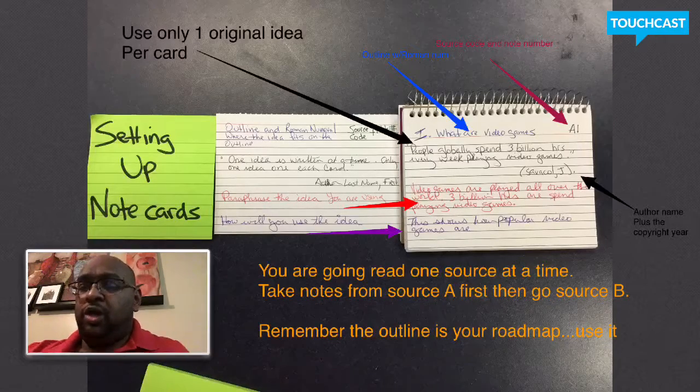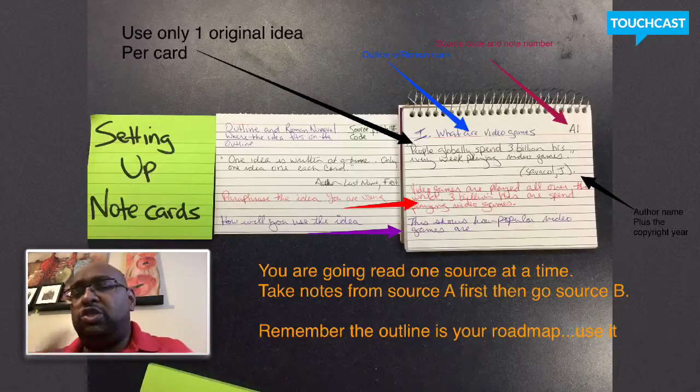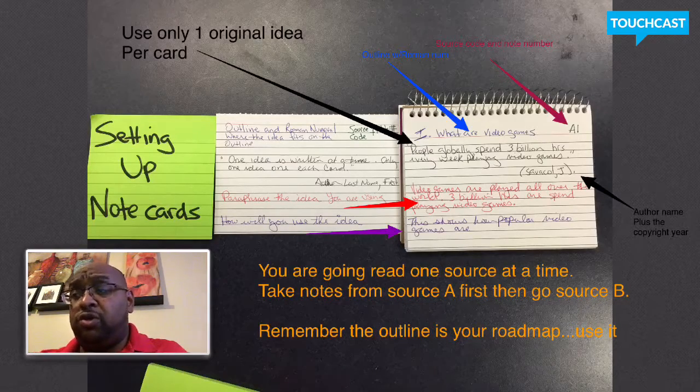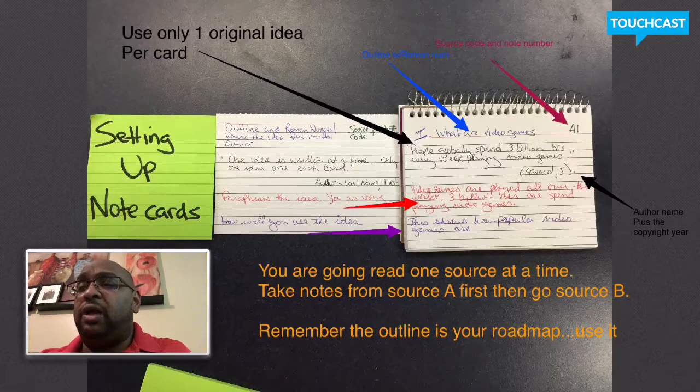Now, if you take a look closely here, you're going to work with one source at a time. So you're going to work with source A until you've pulled all the information out of source A. And once you've done that, and you've written the notes from source A onto the note cards, then you move to source B. Remember your outline. Real important that you remember your outline.